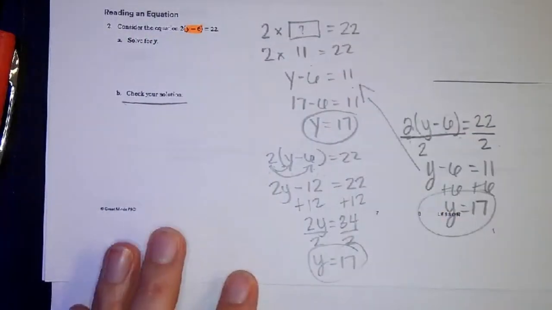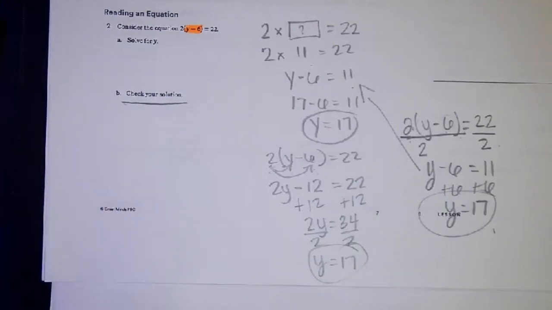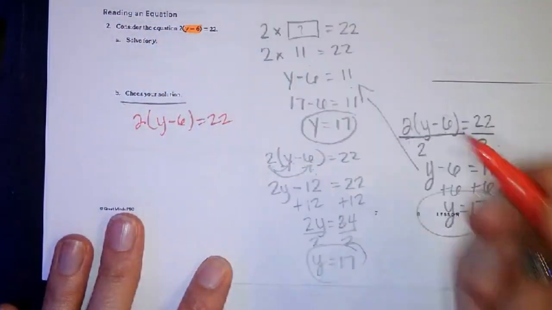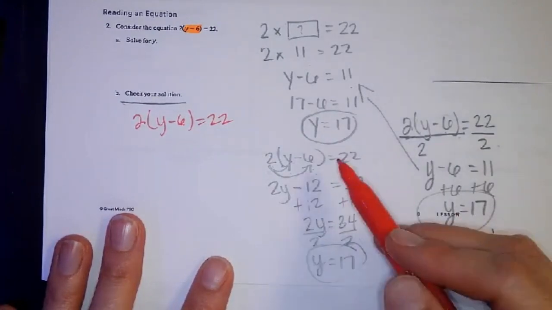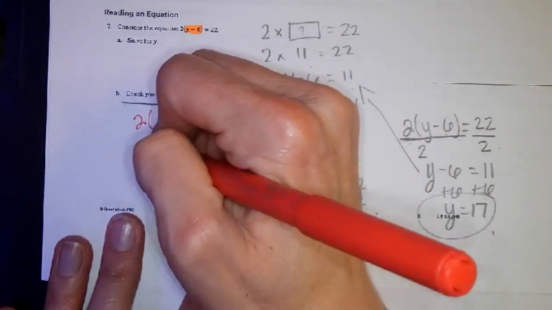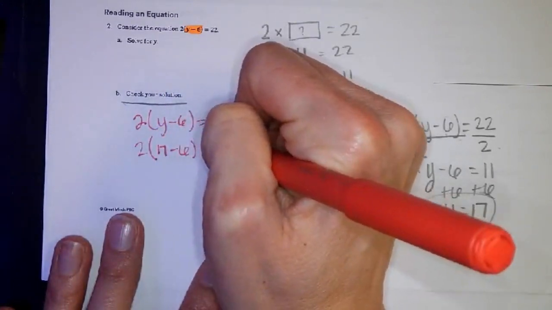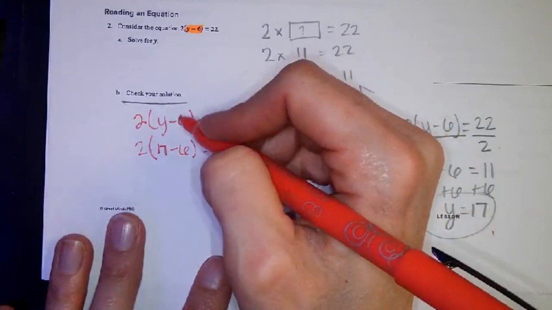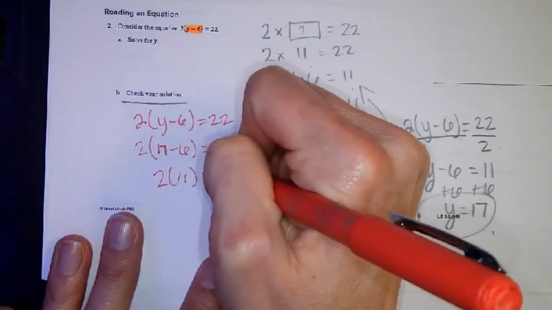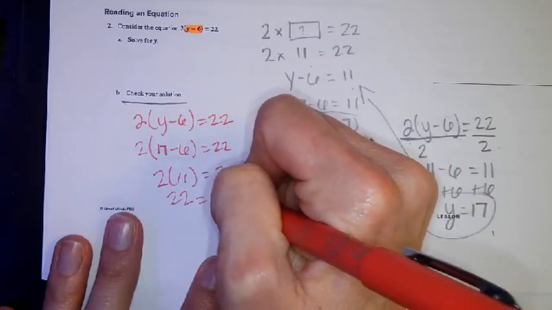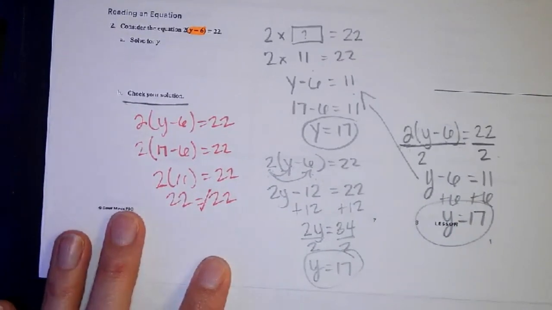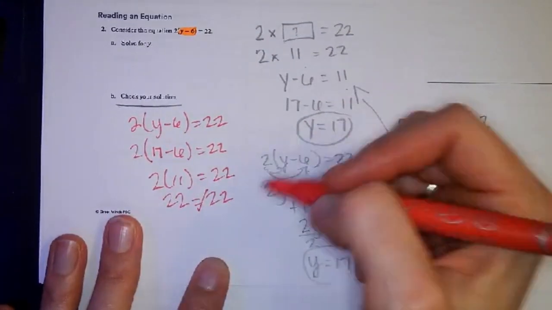So now they want us to check our solution. The only way that you check your solution is by plugging that value back into the original equation. Our original equation says 2 times (y minus 6) equals 22. The value of y we've solved 3 times is 17. So 2 times (17 minus 6) equals 22. 17 minus 6, because we always do parentheses first. 17 minus 6 is 11. 2 times 11 equals 22. 22 equals 22. If they equal, then it is a true statement. So this is what we're doing to check our solution.